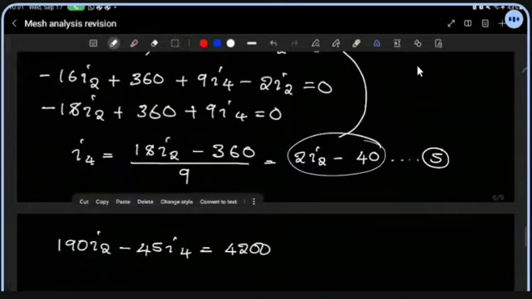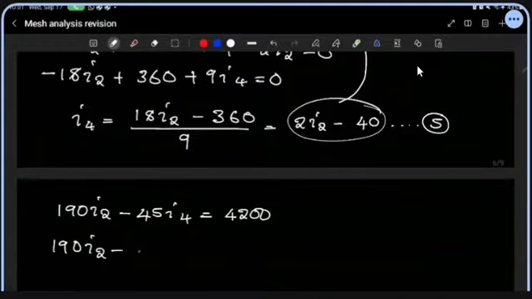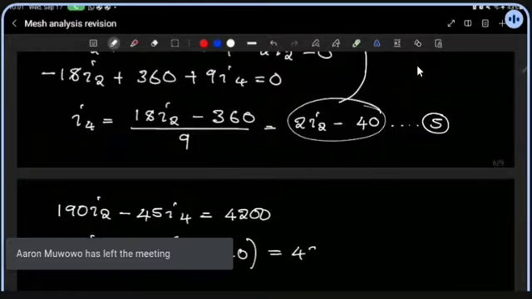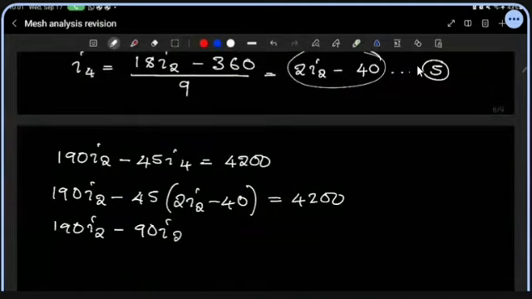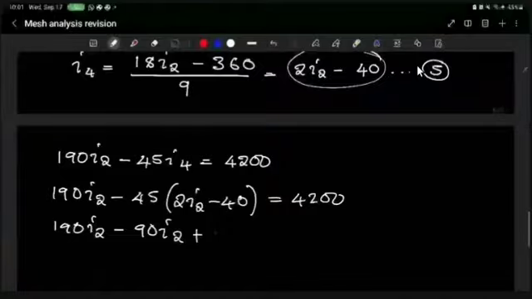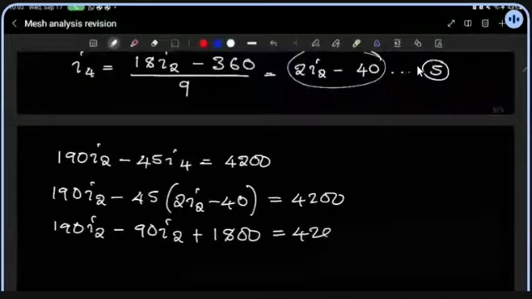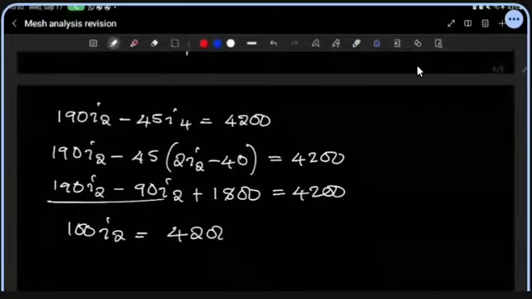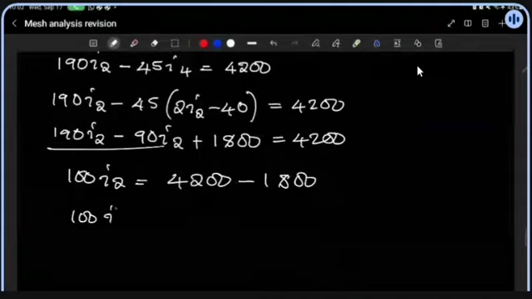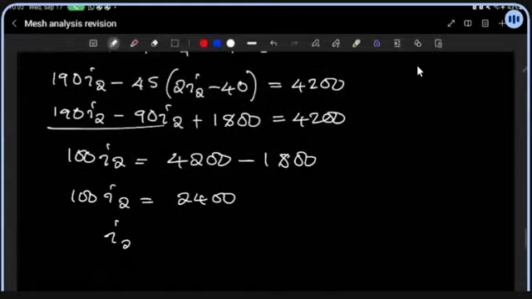So we're eliminating I4 now. So you have 190 I2 minus 45, where there's I4, we're putting 2I2 minus 40 is equals to 4200. So this is now 190 I2 minus 90 I2, then plus, what is 45 by 40? 1800. Okay, so what will be the difference here? 100 I2. Minus 1800. What will be the difference on the right-hand side? 2400. Divide both sides by 100 and you get 24 amps. So I2 is 24.